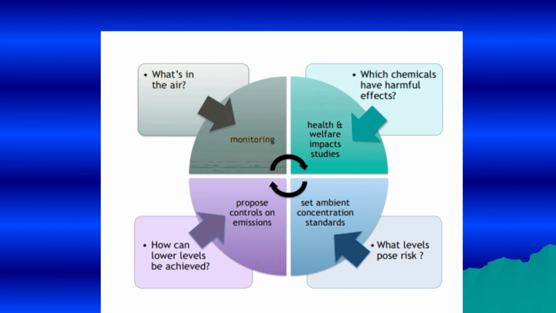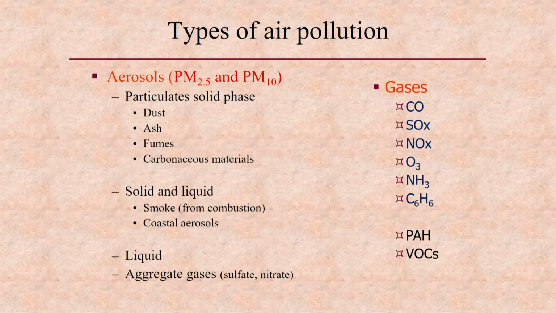So, four things are important. First, you have to identify what is there in the air, how much, and what kind of chemical it is. You monitor that, then among the chemicals you have monitored, you identify which are important. Then you set ambient concentration guidelines for those which can pose a risk, and then you propose control measures for them.